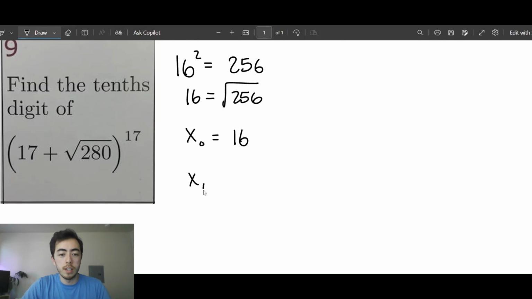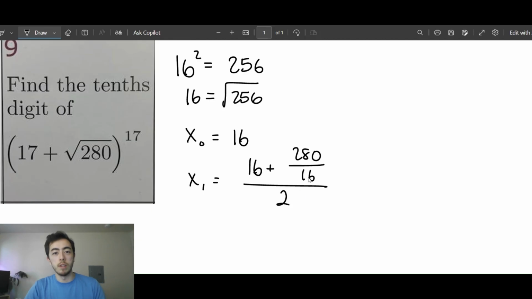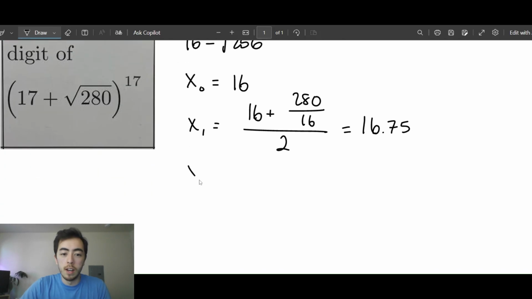And to create your second guess, you are just going to find the average of your original guess and the target number divided by your guess. So adding them together and dividing by 2 is going to create that average. Now, this isn't something that I'm really keen on doing by hand, so I'm just pulling out a calculator. I'm doing the average right now. And the next guess in this iterative process is going to be 16.75. And so we can do that again. And you just keep going until you have your desired accuracy.